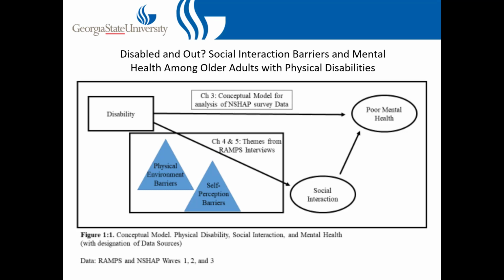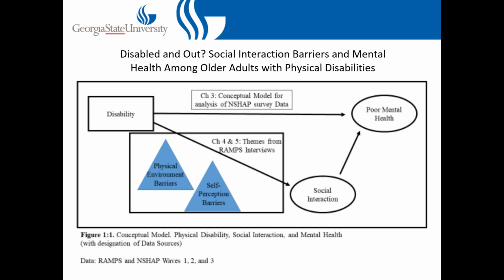So what I was able to do was use the strength of the statistical analysis, which allows me to generalize to the population of older adults with disabilities because the NSHAP data is nationally representative, but I also got to have the depth and richness of understanding people's stories from their own context from my interview data. I paired these together and I was able to really deeply understand how disability alters people's social interaction and ultimately how that influences their mental health over time.